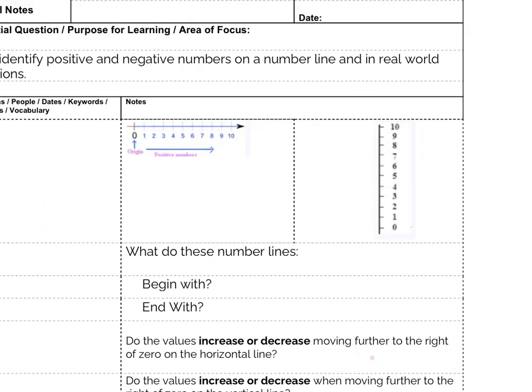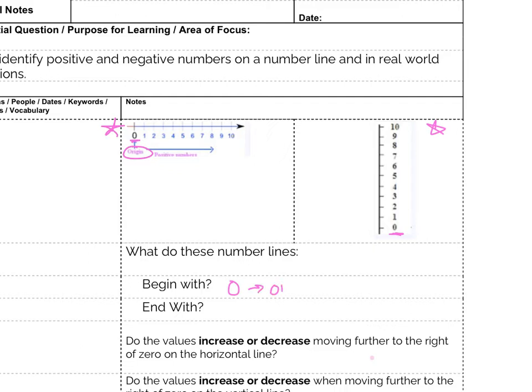So, let's look at these number lines first. Let's pay attention to this one right here. Look at what this number line starts with. That number line starts with a 0. Now let's look at this one. This one also starts with a 0. So the 0, or the origin, is where that number line starts. So these number lines begin with the 0.